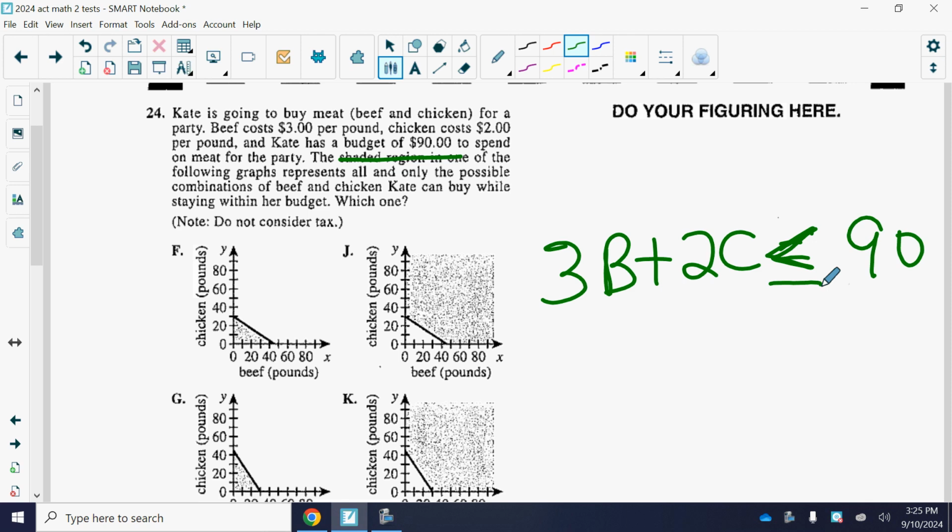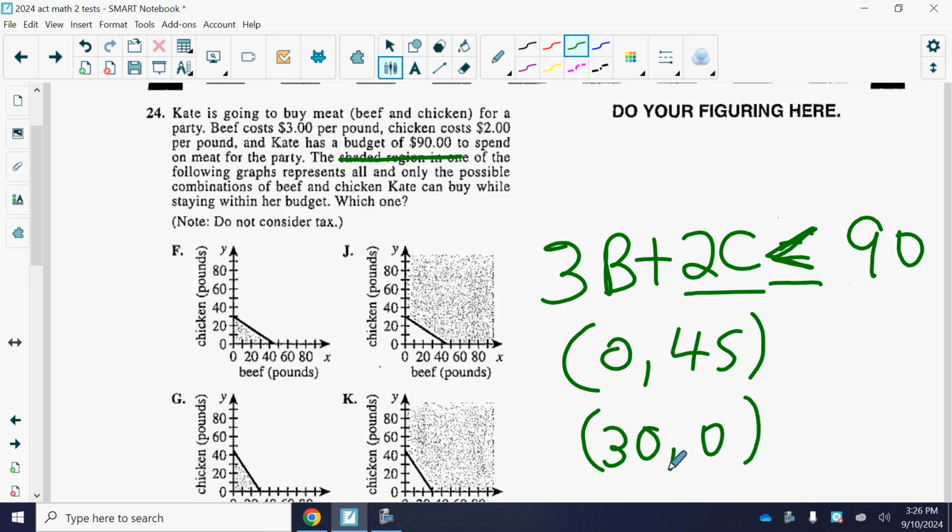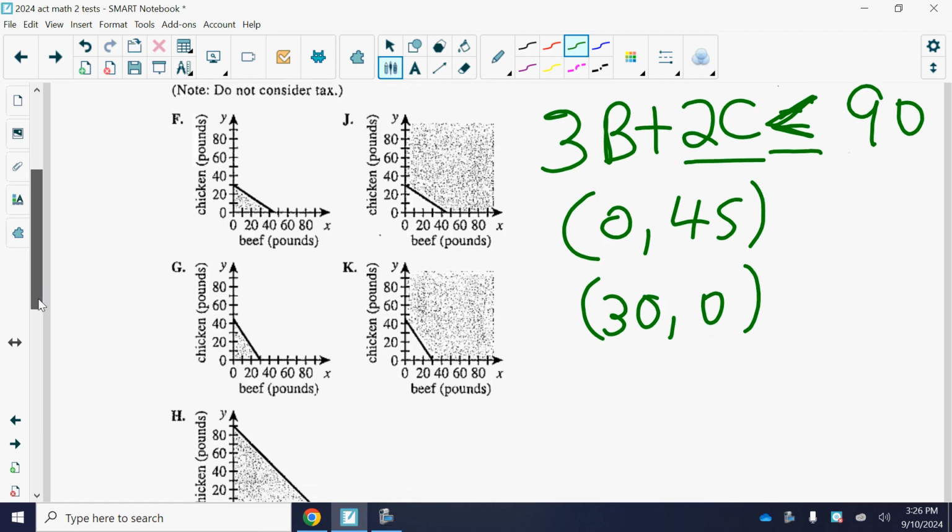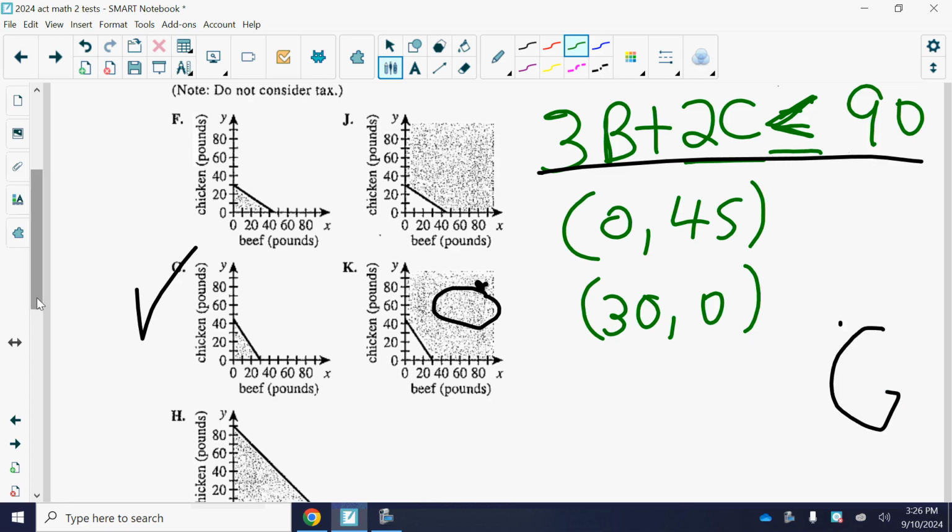I did this by intercepts. I said if B was 0, C would be 45. And if C were 0, B would be 30. So I looked at the beef intercept of 30, and then I looked at the chicken intercept of 45. And why are we not shading this way? Because if we bought 80 pounds of beef and 80 pounds of chicken, we'd be spending a whole lot more. The fact that it's less means we have to shade under the line. So I think it's G for the answer.